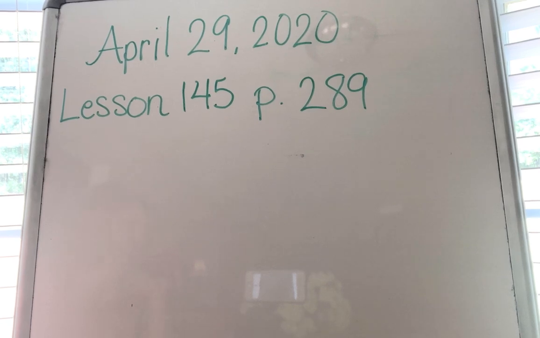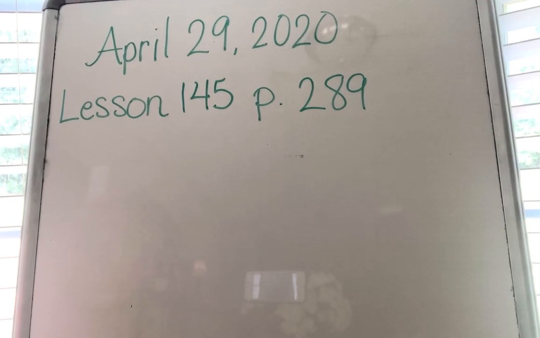So here we are, and we are skipping lesson 144. Again, as I mentioned, you're welcome to do that lesson if you'd like to, but just for simplifying things, I'm going to skip to lesson 145, which is page 289. And today we're going to be multiplying one-digit numbers times three-digit factors, okay? So let's go ahead and hop right in to number one.